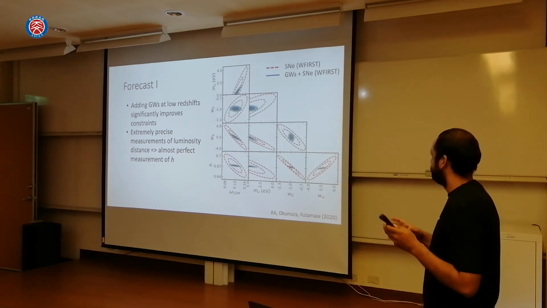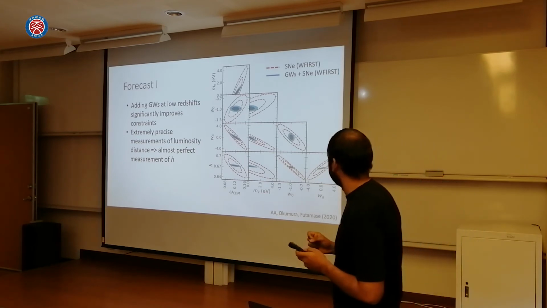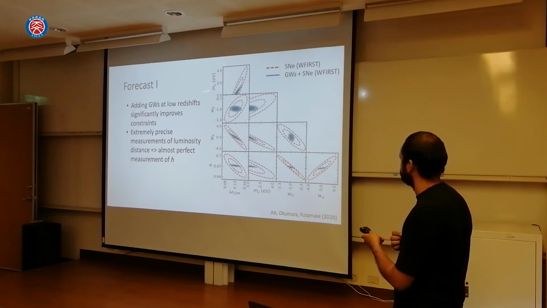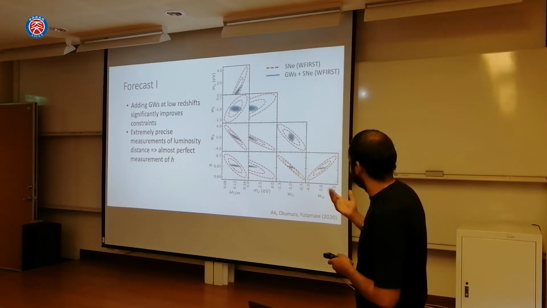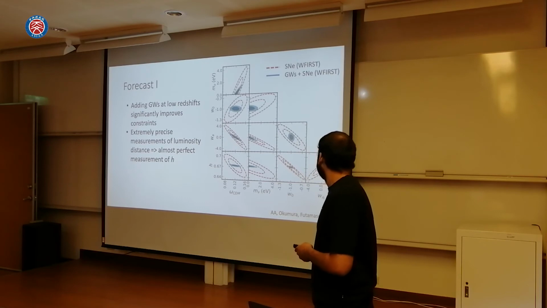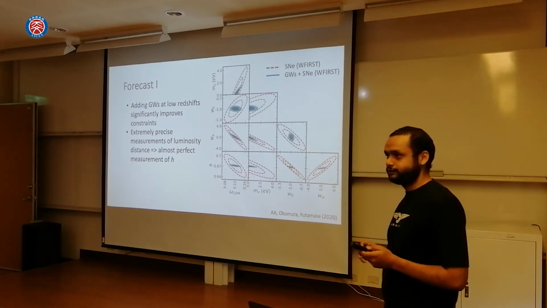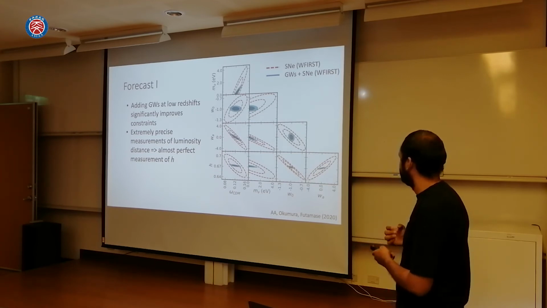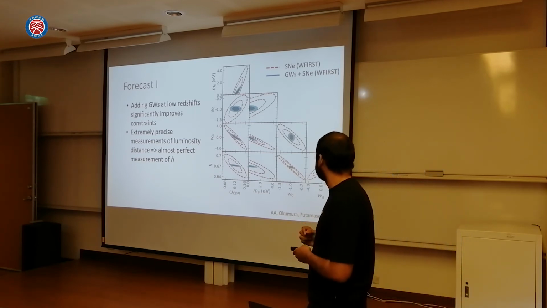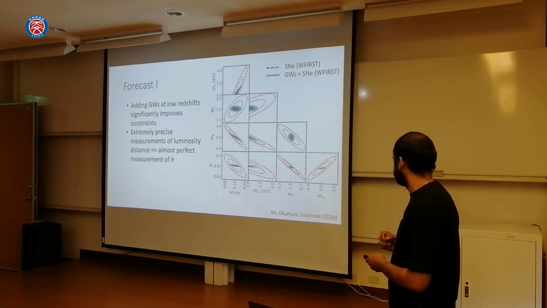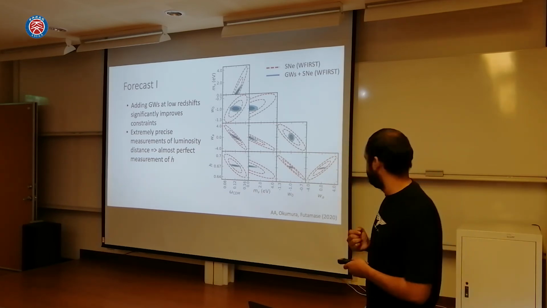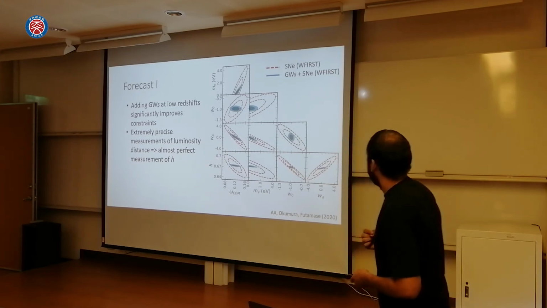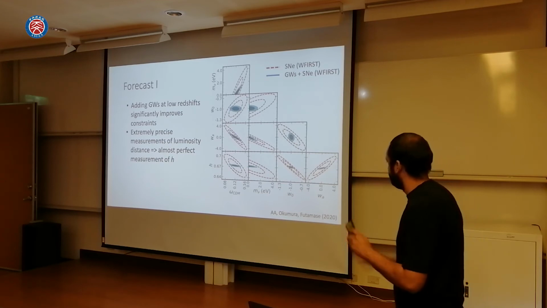w0 is the time-independent part of the equation of state of dark energy. So for a lambda CDM model, for instance, w0 is -1. This again does not change with time. wa is the time-dependent part of the equation of state. So for a lambda CDM model, it is just 0, which means that the equation of state remains constant with time. Then we have omega CDM, which is the cold dark matter density in the universe.